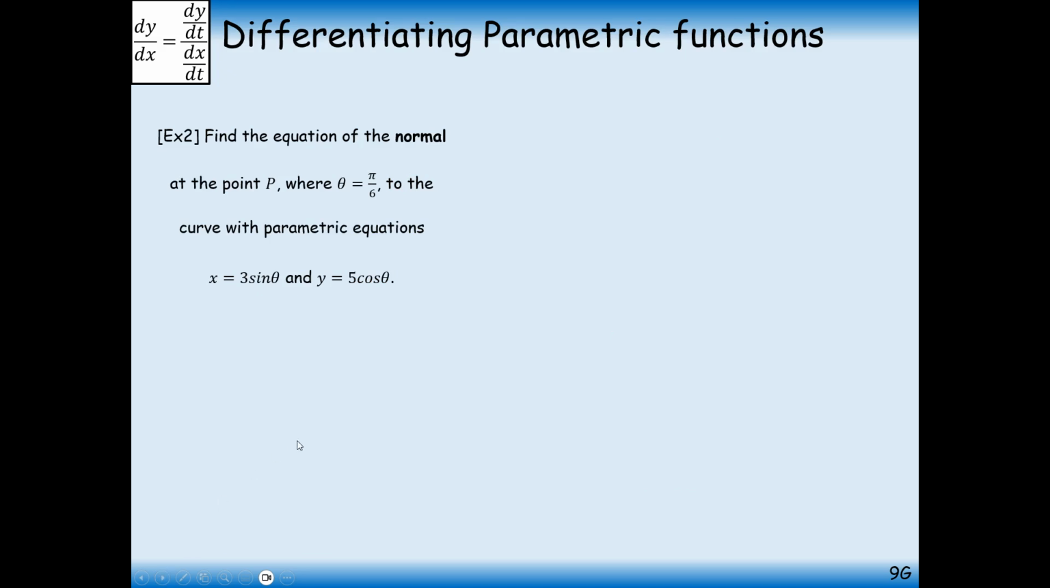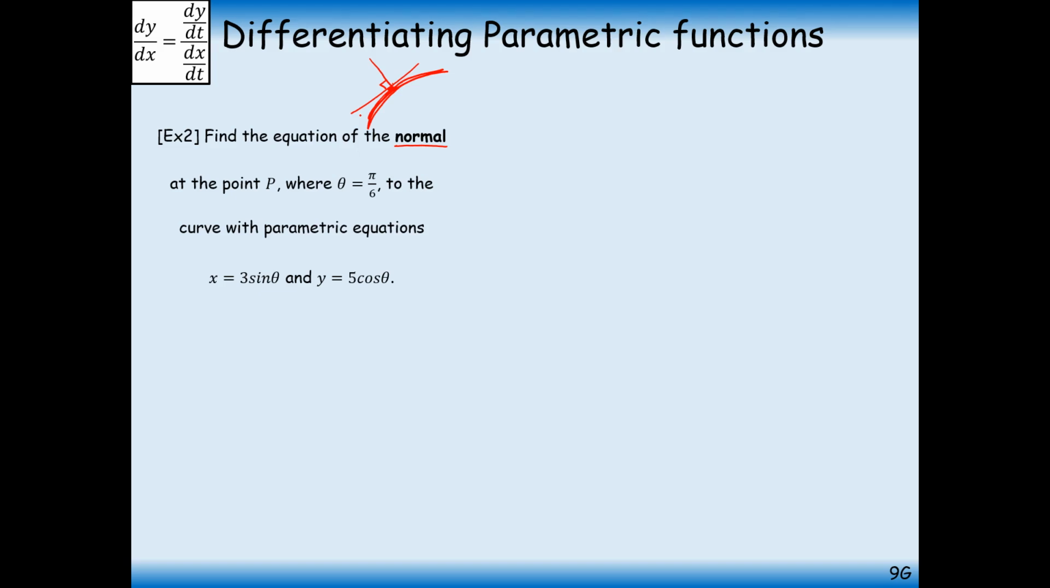Alright, so let's look at another example. In this example here, we are asked to calculate the equation of the normal at the point P where theta is pi over 3. I've made this word bold here because we are not looking for the equation of the tangent. If this is the curve here, the normal is at 90 degrees to the tangent.